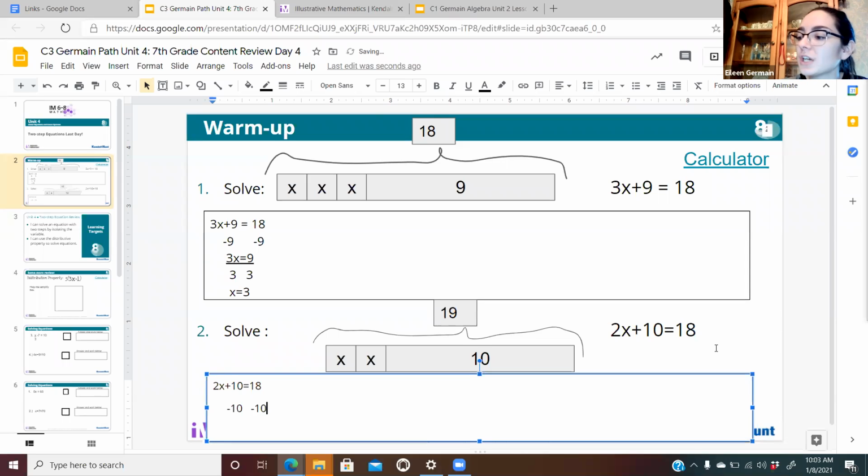Very good, Alyssa, Button, Jaden Ramos, Avery. Very good. We're going to be left with 2x is equal to 18.